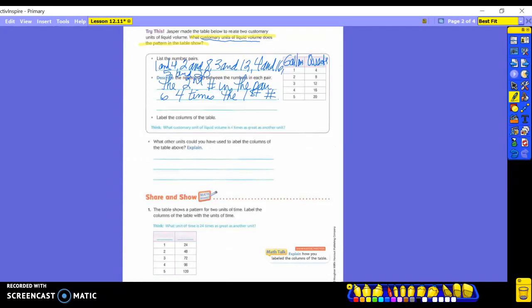Now, it says, what other units could you have used to label the columns of the table above? Still has to be customary units, still has to be liquid volume. Is there something else I could have used besides the quarts and gallons? That's the first one you think of, because I think you're used to looking at the G that we draw, and it's easy to see that there are 4 quarts in a gallon. What other kinds of units could we have used here? Something that is 4 times the amount in the first?